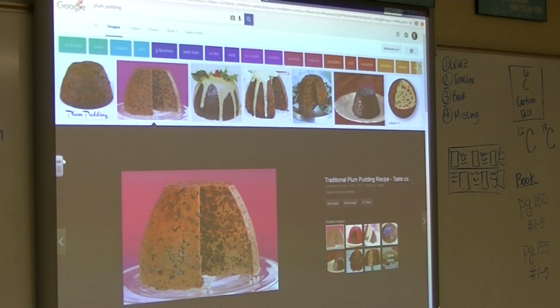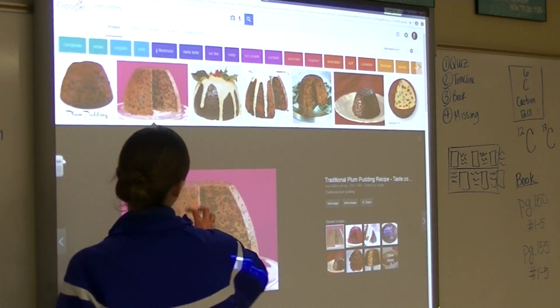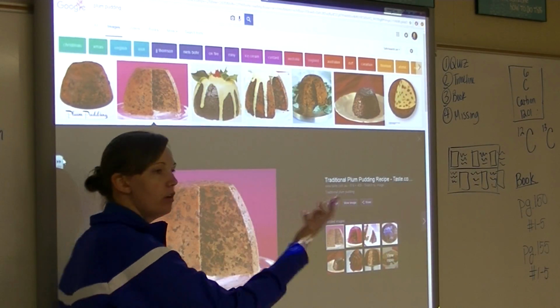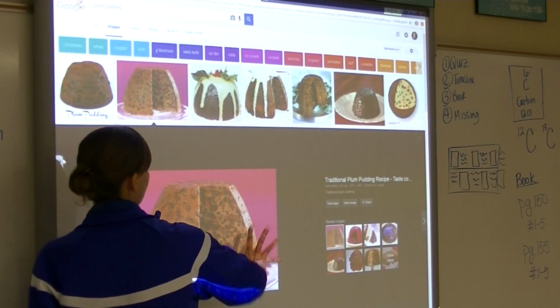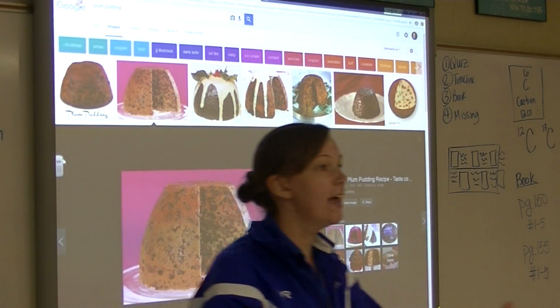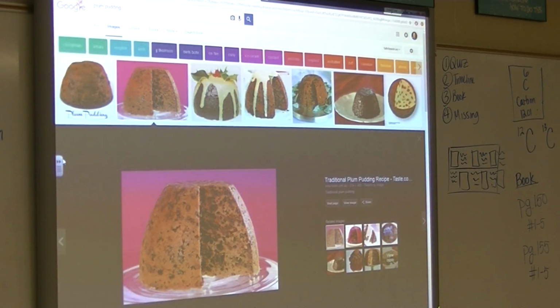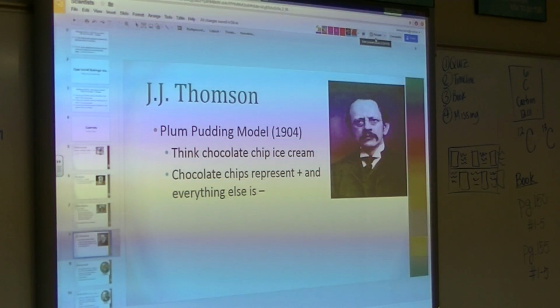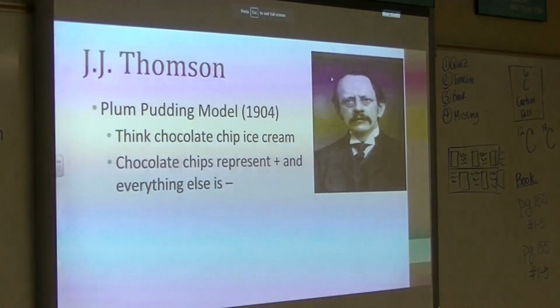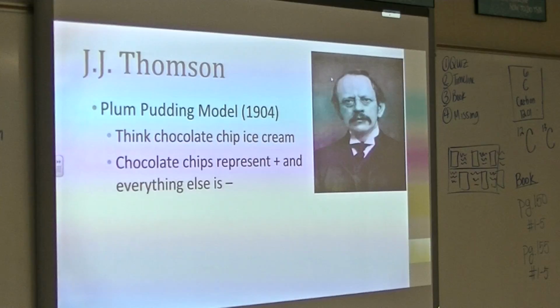So, but his idea, it was a good model, okay, because his idea was that where you see the raisins, those were the positive parts of the atom, which we now know as protons, right? And everything else, so the breading part, would have been the negatively charged part, so your electrons. Now, at the time, we didn't have names for those things, but this is what his model was. So, I would compare it to like chocolate chip ice cream. Have you guys had chocolate chip ice cream? So like the chocolate chips would be your positives, and everything else, the ice cream part, would be the negatives. Okay? So that was his model. That was 1904 was his model.